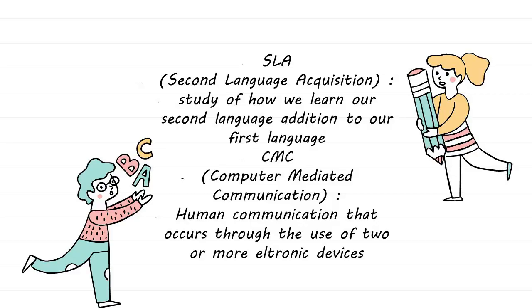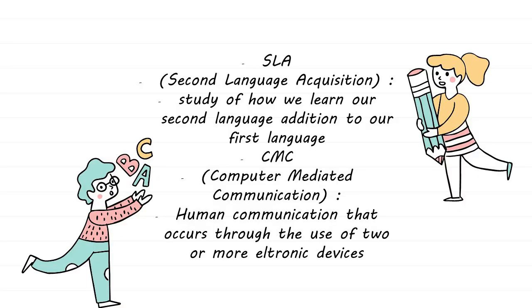But on the other hand, we have SLA, which is what this course is, which stands for Second Language Acquisition. So what is it actually? Second Language Acquisition, or SLA, is a study of how individuals learn their second language in addition to their first language. It is also a process of learning other languages other than the first language. It could be the second, the third, or the fourth addition to the first language. Therefore, any language apart from the first language is called a second language, or in other words, a target language.